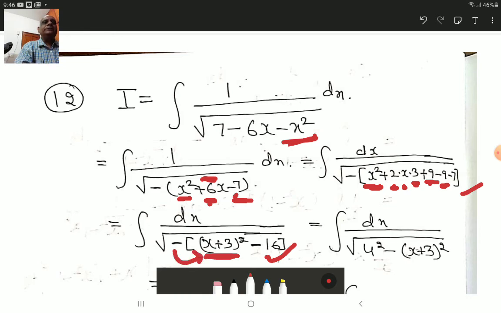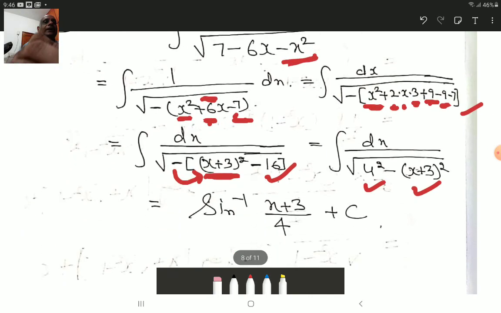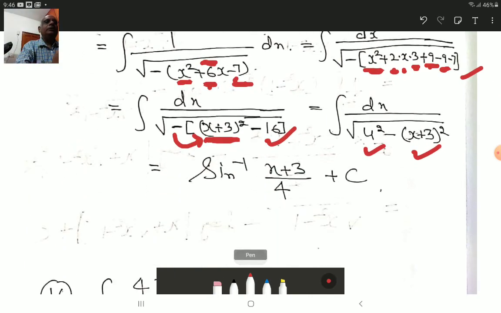So internal signs will be changed and minus 16 will become plus 16, which is 4 square minus (x plus 3) whole square. And now it is quite visible that it is comparable to integration of 1 upon square root of a square minus x square. So once you learn the formula, you will be able to do it quite easily. And you know, integration of 1 upon square root of a square minus x square is sine inverse x by a. So it becomes sine inverse (x plus 3) by 4 plus c.